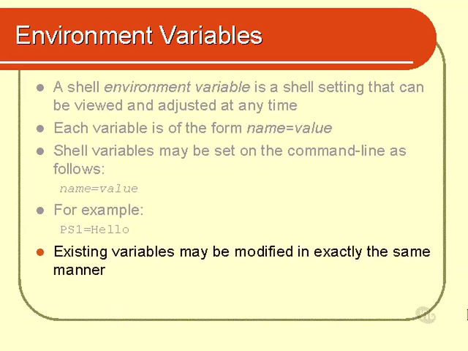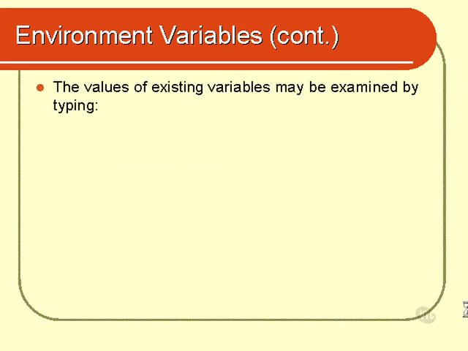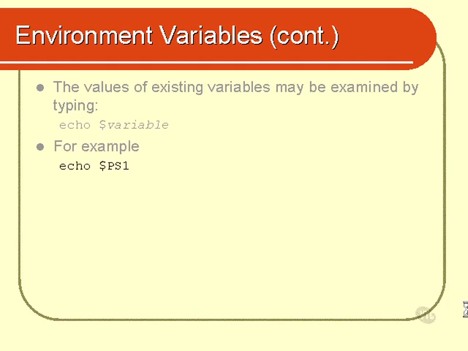If you have set an environment variable, or even if you haven't, and you want to find out the value of a given environment variable, you do it by typing the following. You type in the word echo, followed by a space, followed by a dollar sign, followed by the variable name. For example, that might be PS1. If you wanted to see the contents of the variable called PS1, then you'd say echo space $PS1.